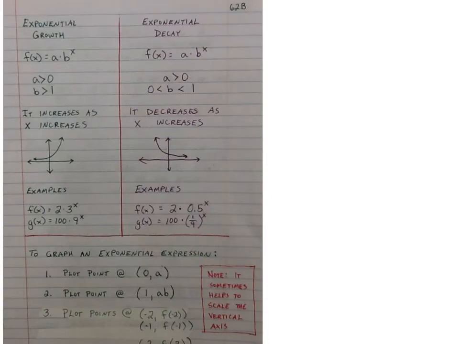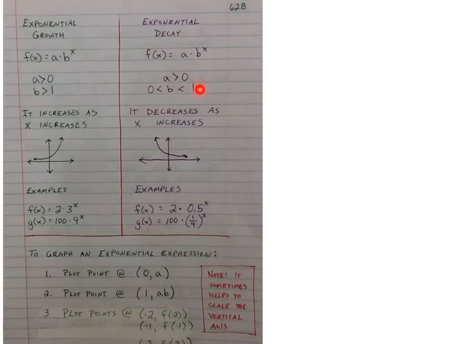Continuing our notes on to page 62B, we can look at two different exponential models: exponential growth and exponential decay. As you can see, the equations are the same, and it isn't until we plug values in that we can get growth or decay. In both cases, it's important that a is a positive number, and if a is negative, it's no longer exponential growth or decay. B has to be positive as well, but the difference is that for exponential growth, b is greater than 1, and for exponential decay, b is between 0 and 1.